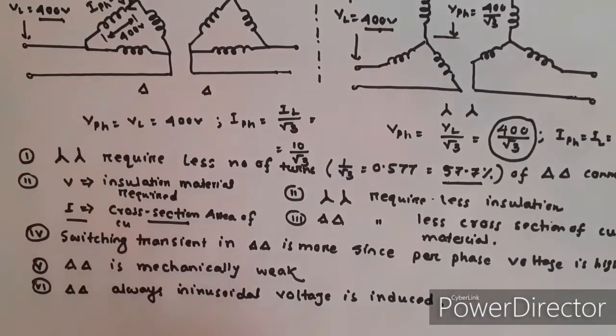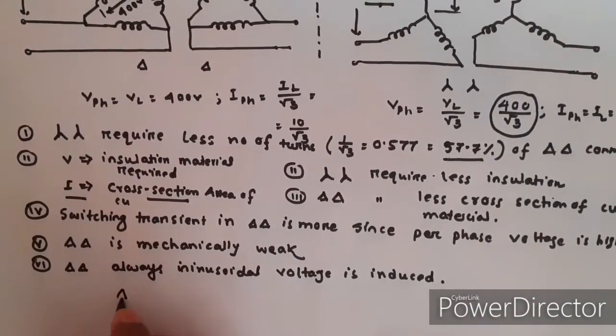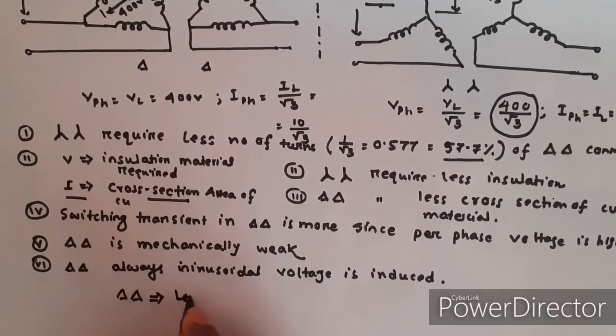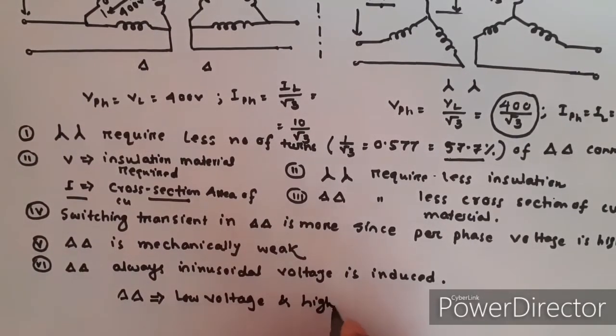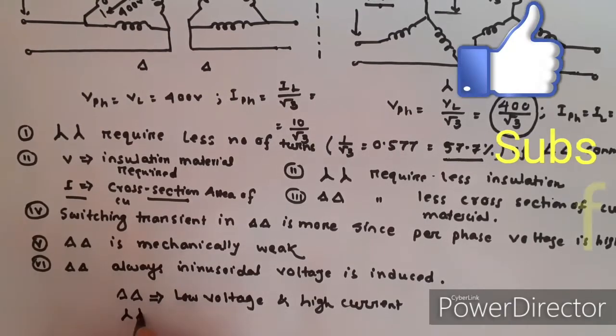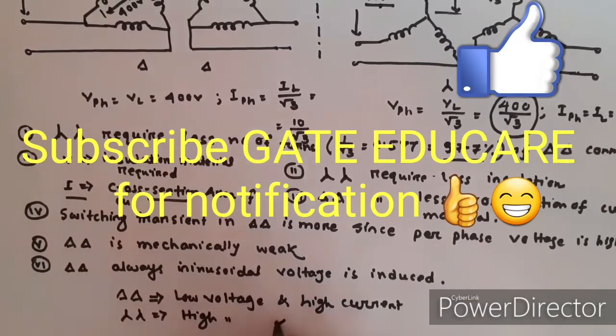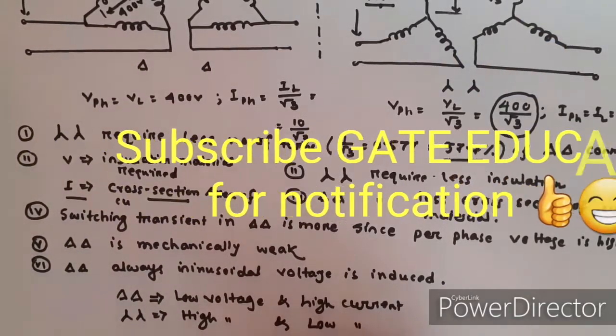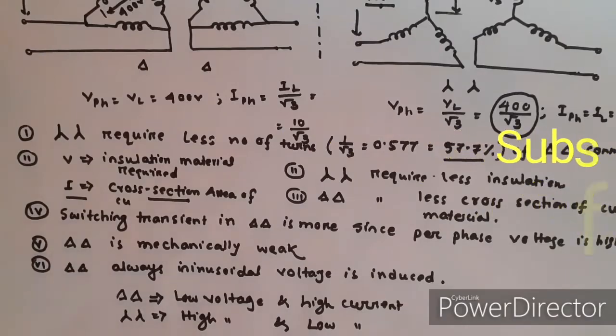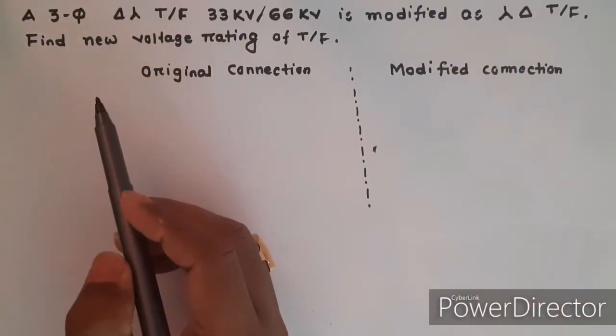Therefore, we can say delta-delta connection is used for low voltage and high current application. And star-star connection is used for high voltage and low current application. Now let us practice a numerical.